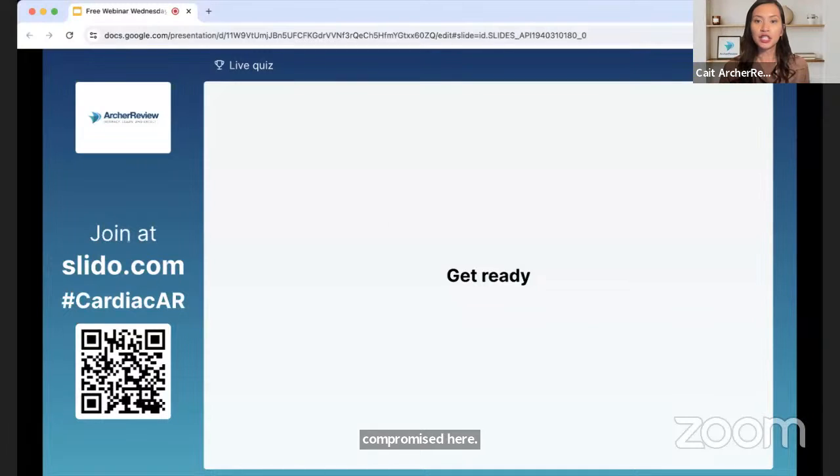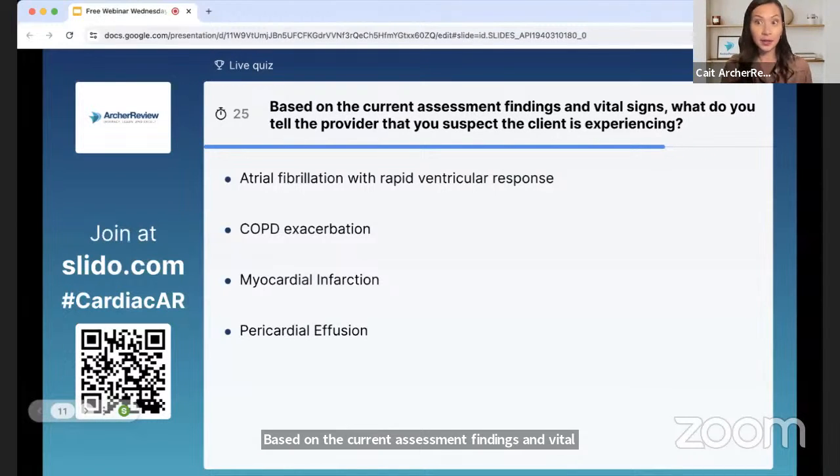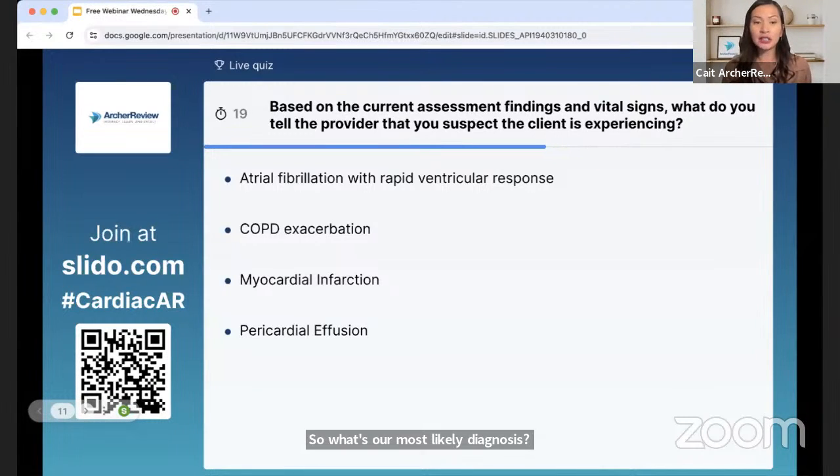So, next quiz question. Based on the current assessment findings and vital signs, what do you tell the provider that you suspect the client is experiencing? So what's our most likely diagnosis? AFib, COPD exacerbation, myocardial infarction, or pericardial effusion? What do you think is the most likely diagnosis here?